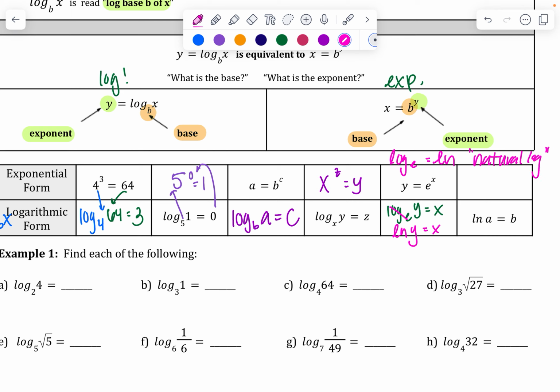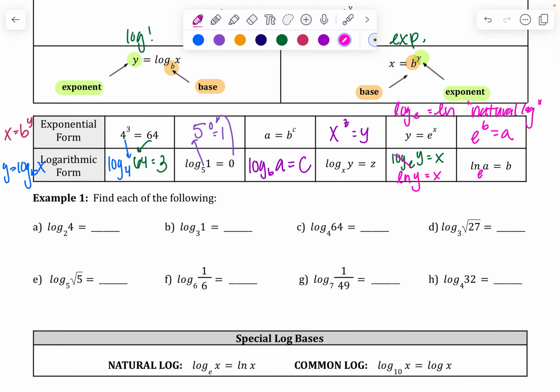Natural log. Cool. And the last one, we have ln of a, the natural log of a is equal to b. This just says that there's a sneaky little e, so to say. So I have e to the b power is equal to a. So that's how we write from exponential form to log form and vice versa.